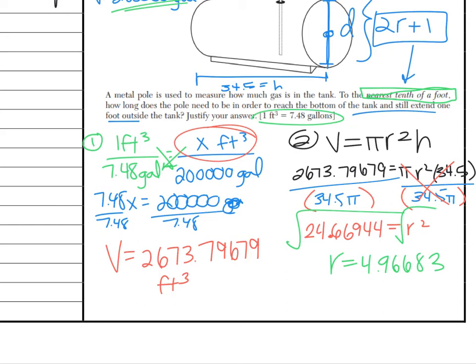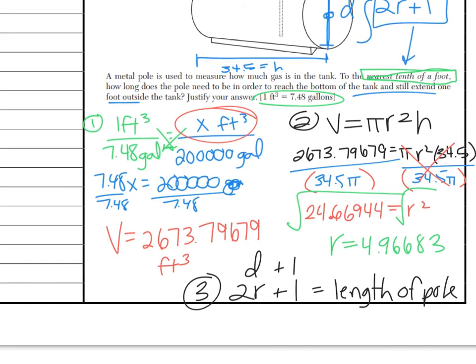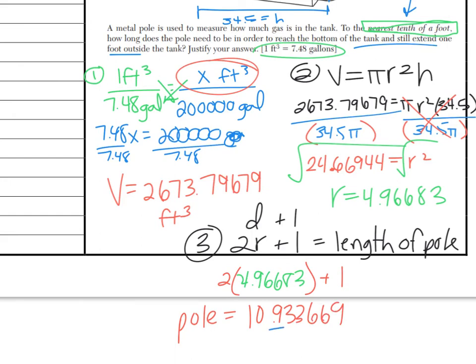And then remember that our last and final step is to figure out 2 times the radius plus 1 more for the length of the pole, because remember that's the diameter plus 1 foot outside the tank. So we've got 2 times the 4.96683 that we just found, and then plus 1 more. And this gives us the pole's length to be 10.933669 when I type that in the calculator, and rounding to the nearest tenth gives me 10.9.